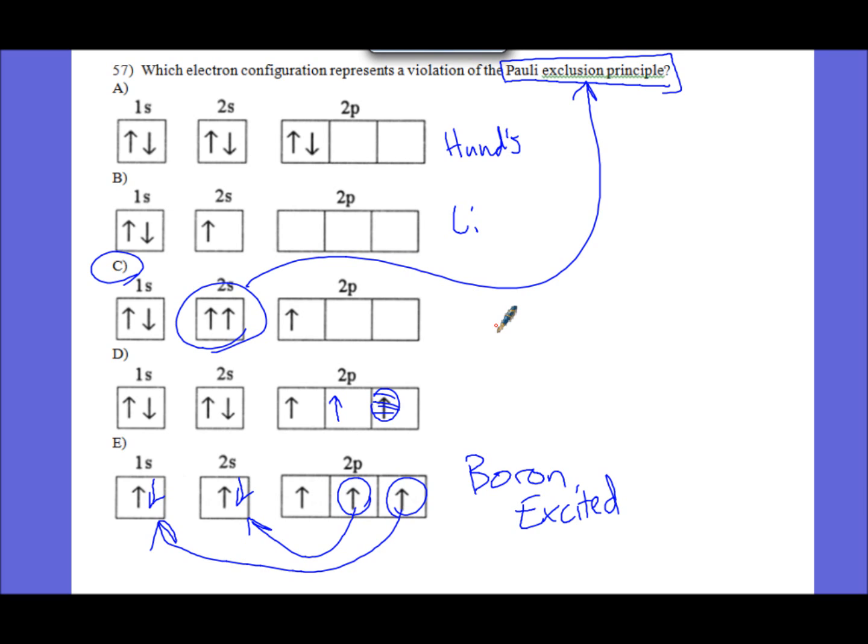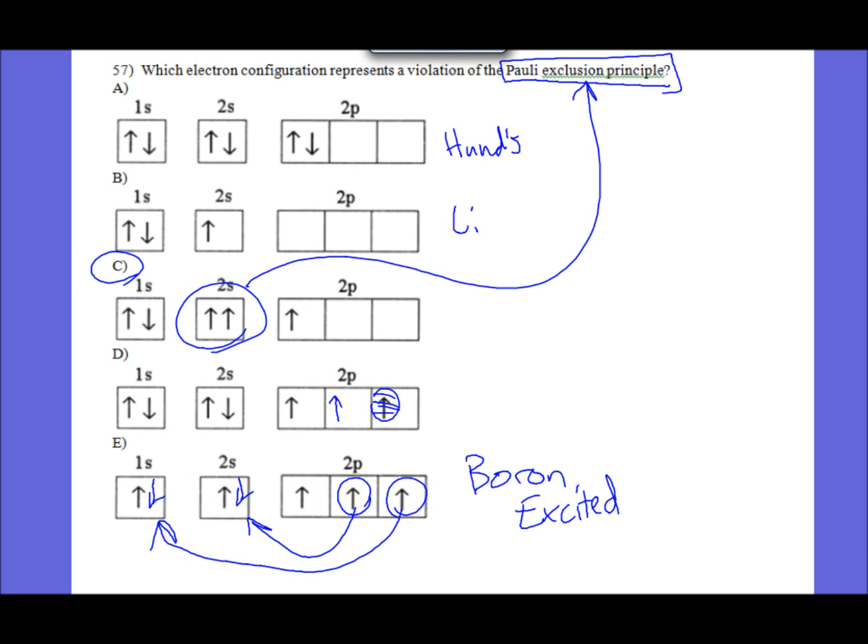Here we go. So we're on number 57. Really carefully read the question. I've already boxed it. This is the Pauli exclusion principle. Pauli exclusion principle says that any two electrons in an orbital must have opposite spin, right? So we need to look at these answers and figure out which one is a violation of the Pauli exclusion principle.